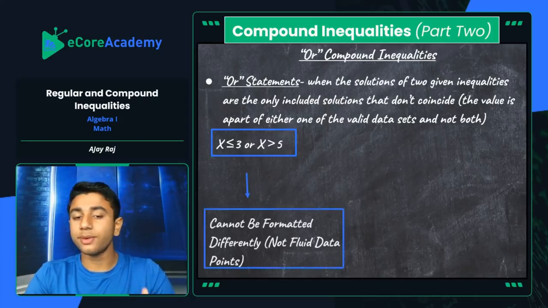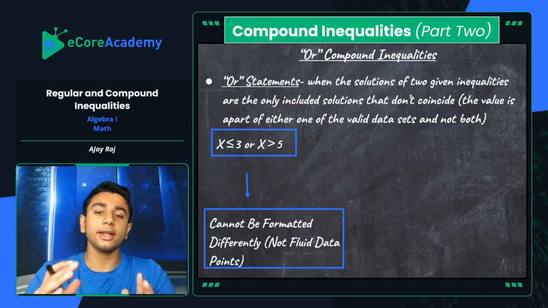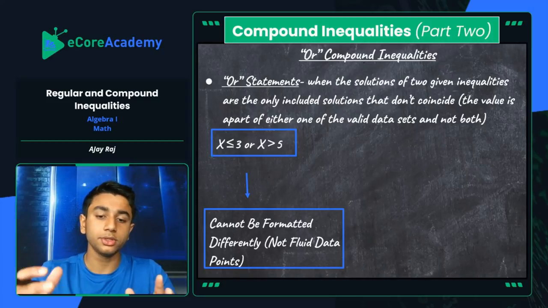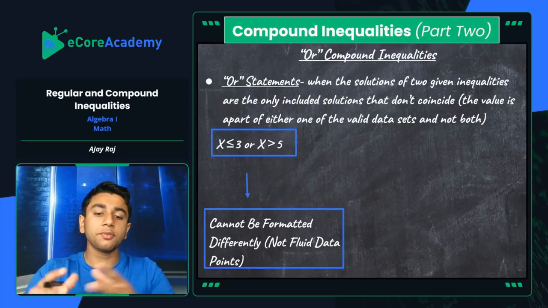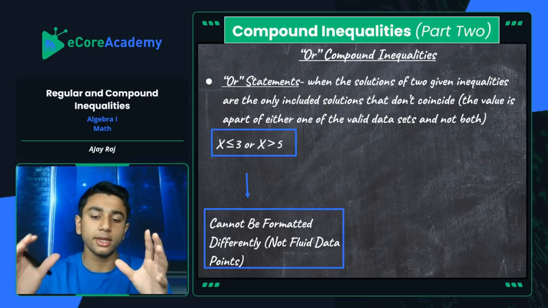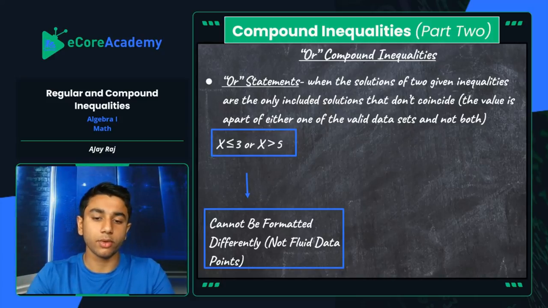So how would you rewrite that? Well, just to say this up front, like our AND statement, we could rewrite it and simplify it. If this were x is greater than or equal to 3 and less than 5, then we can merely write it as 3 is less than or equal to x is less than 5. However, because they're not a part of the same set, they're part of two separate sets, it cannot be formatted differently because it's not a fluid set of data points. So that's the simplest way to write it.